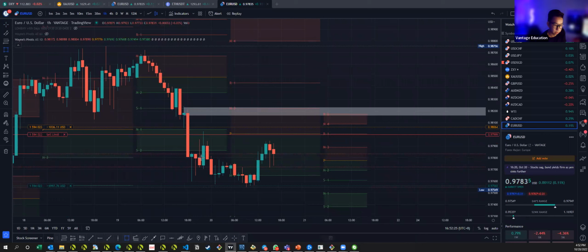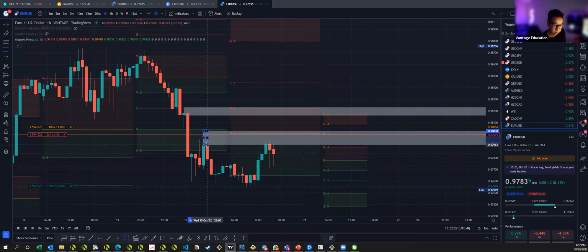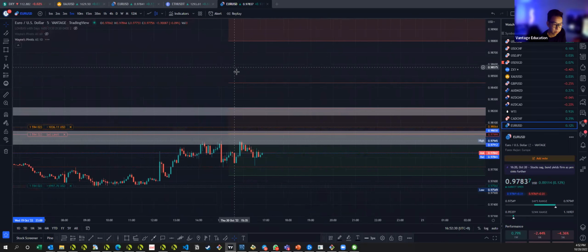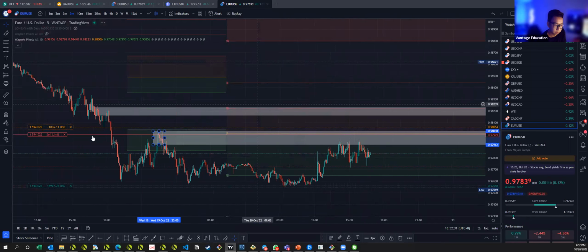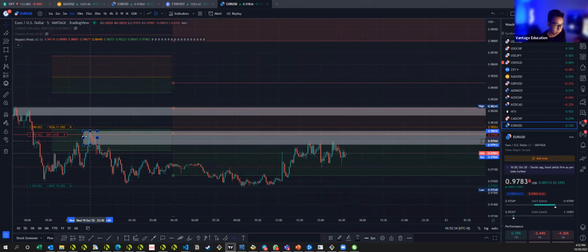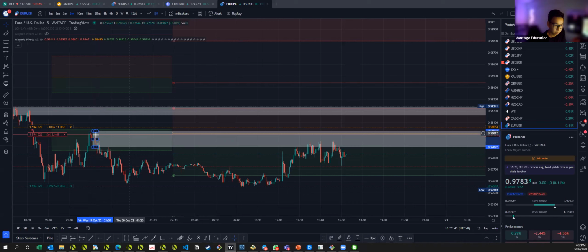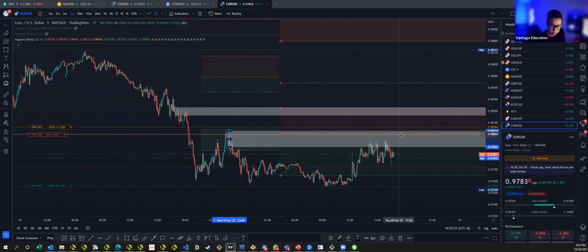You can zoom into the lower time frame. Let's try and look at the 5 minutes. On the 5 minutes, I wouldn't consider this an order block, because the downward move here is not as strong as I would need to consider it an order block, but it coincides with the pivot. So this might be an area for you to sell.